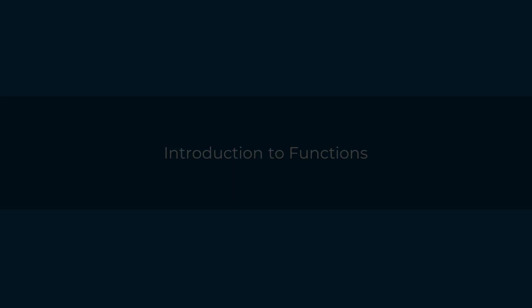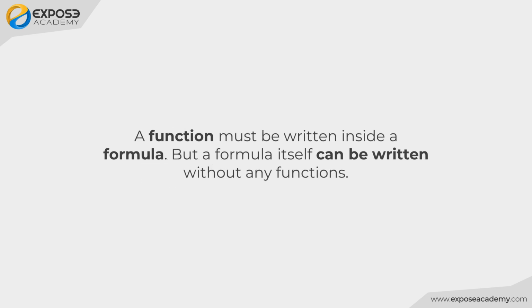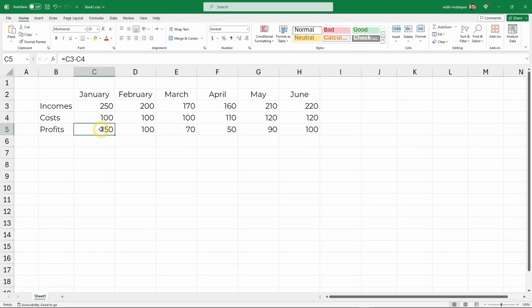Besides being able to contain cell references and basic math operations such as addition, multiplication, and so on, formulas can also contain functions. By definition, a function in Excel is a small program that we can use inside a formula that can perform certain tasks. So, please differentiate between the terms formula and function. We must write a function inside the formula, but formulas themselves can be written without any function at all. For example, the formula we wrote in this profits row.